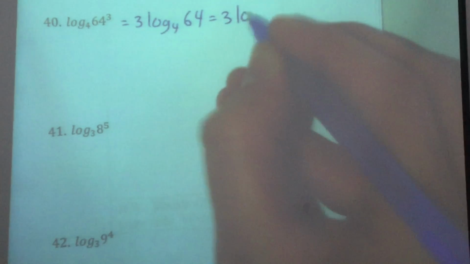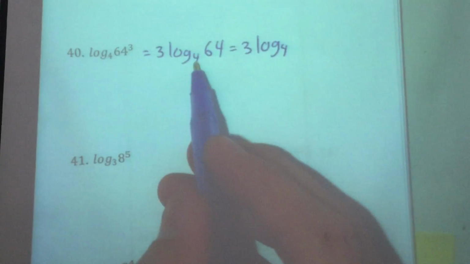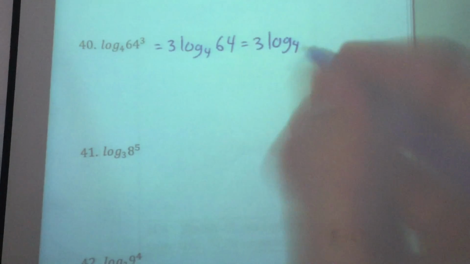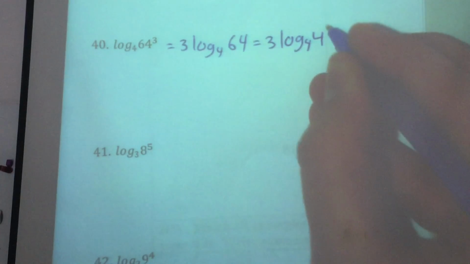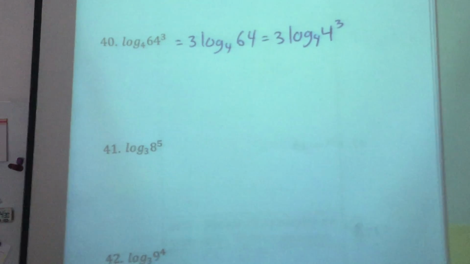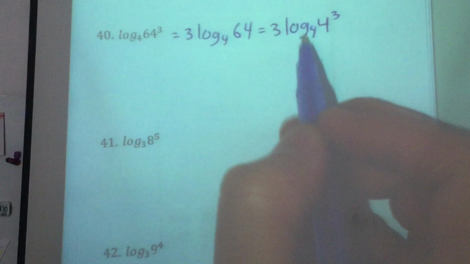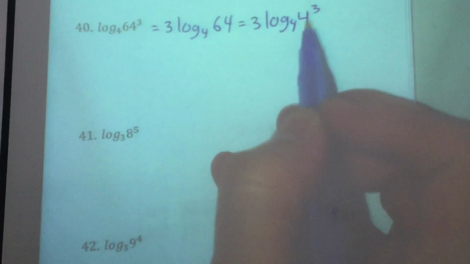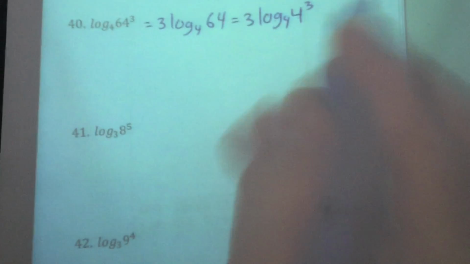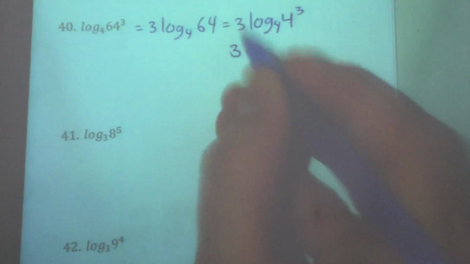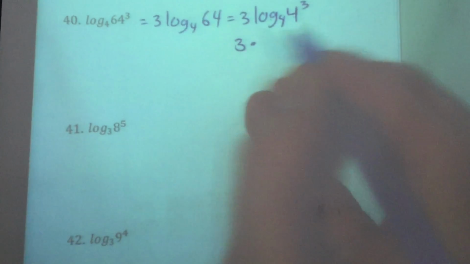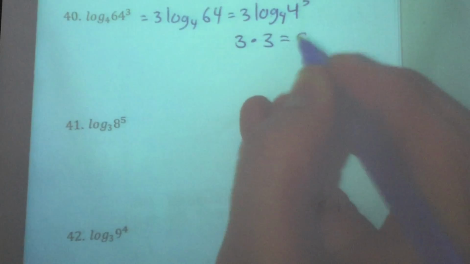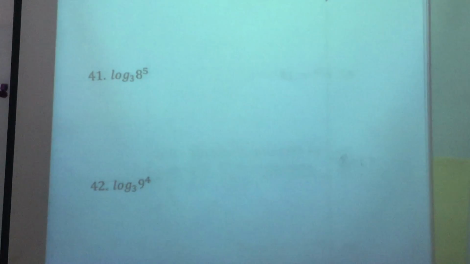64 is the same thing as, notice that I kept the base the same, 4 cubed. That's 64. So notice that I have log base 4 of 4. Those two match, so pretty much that cancels out and leaves you with just 3. So it's going to be 3, which is this 3, times this is just 3. So it's just 9. That's the final answer.